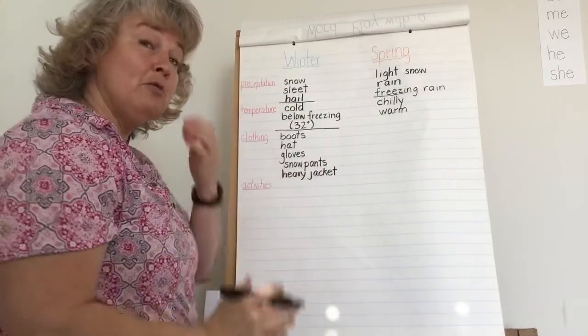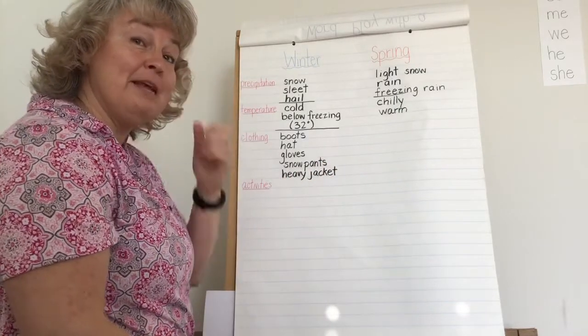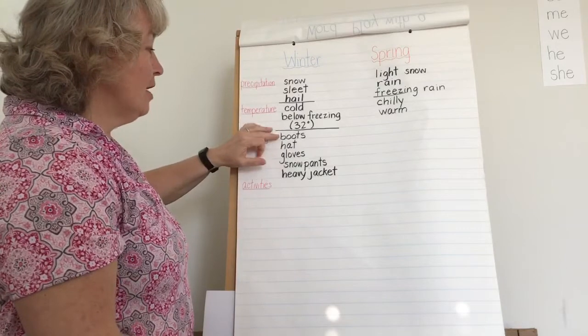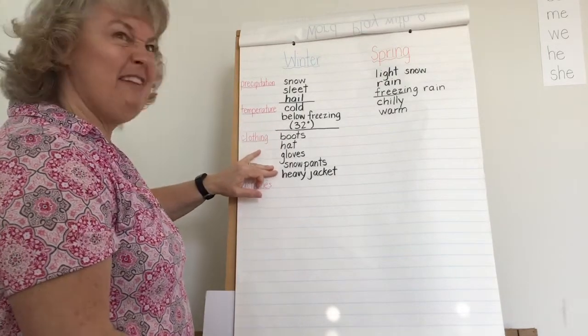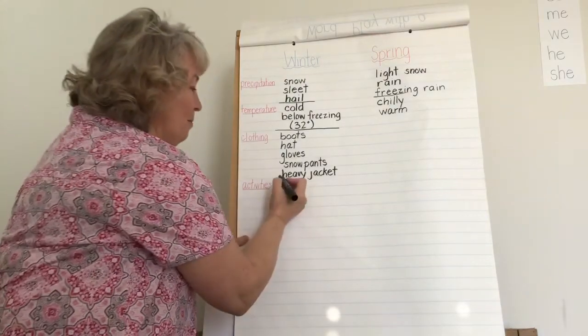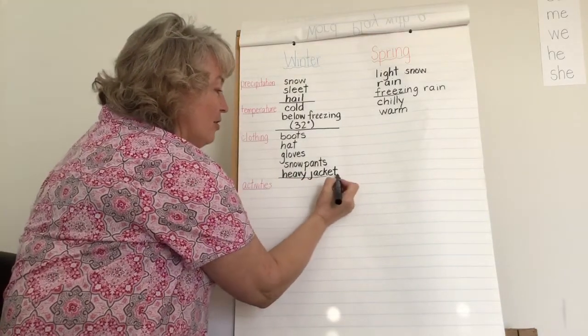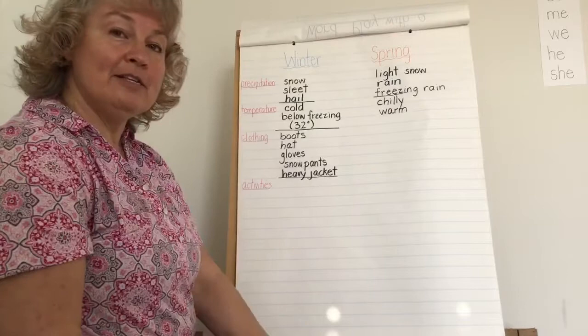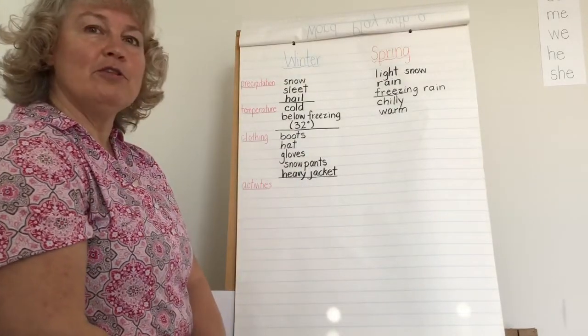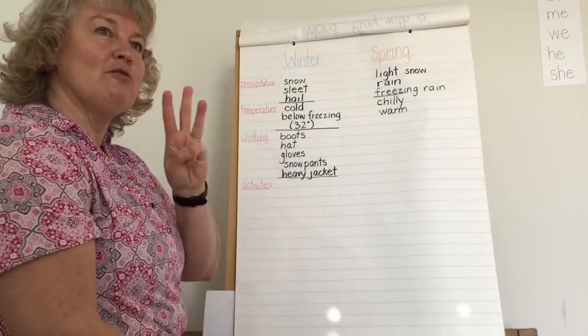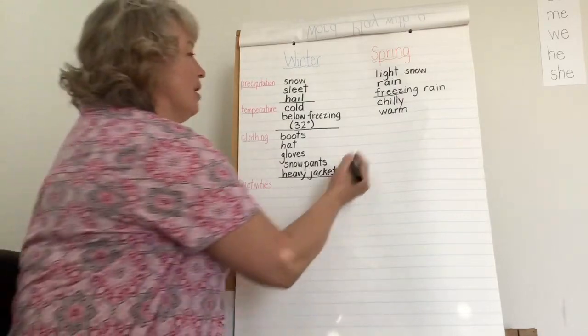All right, so you check with what you said and see if we had some of the same things. Boots, hat, gloves, snow pants, and a heavy jacket to keep us warm. Did you have those same things? All right, so let's check and see what might you wear in the spring. Go ahead and see if you can think of 3 things you might wear in the spring.